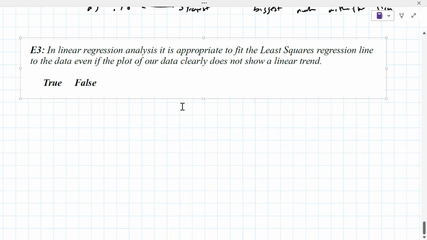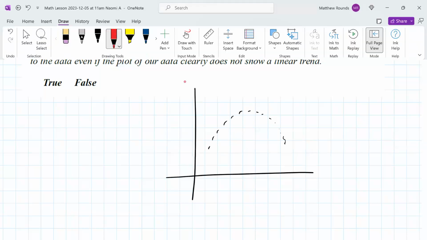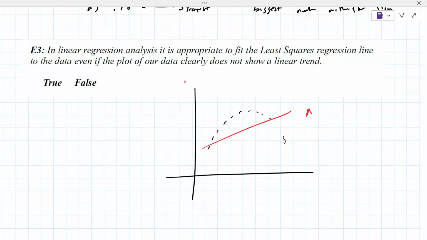Okay. All right, so it says here, in linear regression analysis, it is appropriate to fit the least squares regression line to the data, even if the plot of our data clearly does not show a linear trend. So what the instructor's saying here is, let's say your data looks like this. Should you still do this? And the answer is no, you should not. If it doesn't look linear, you don't do the regression analysis. Okay. I see.